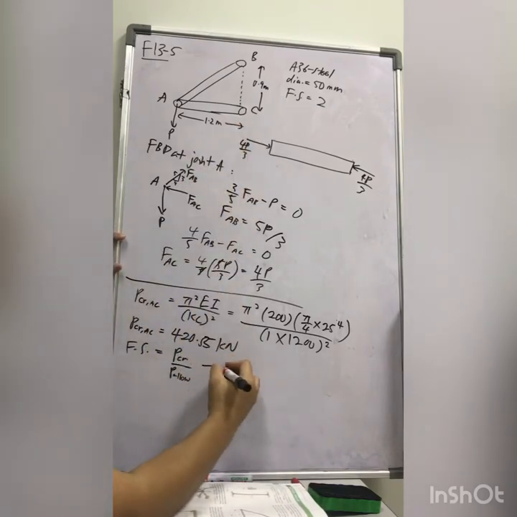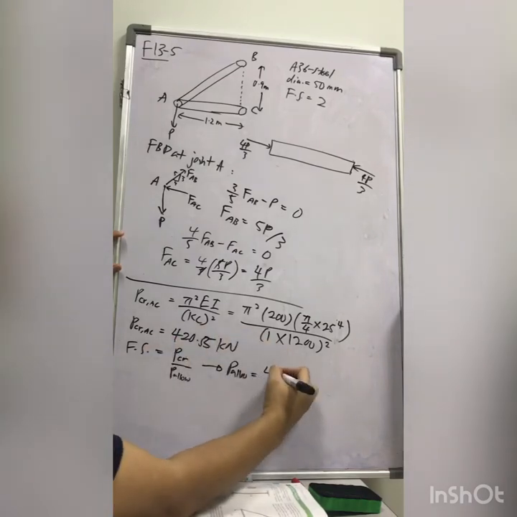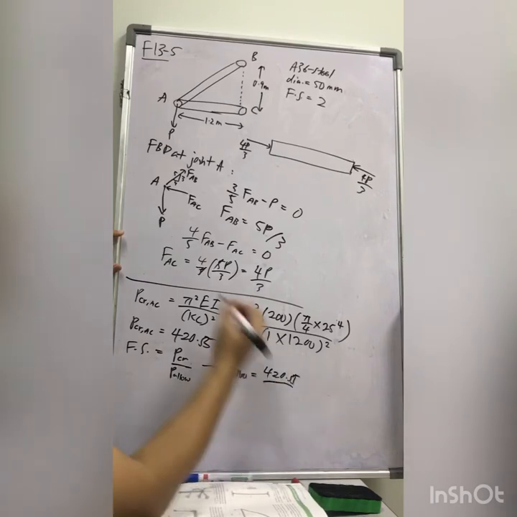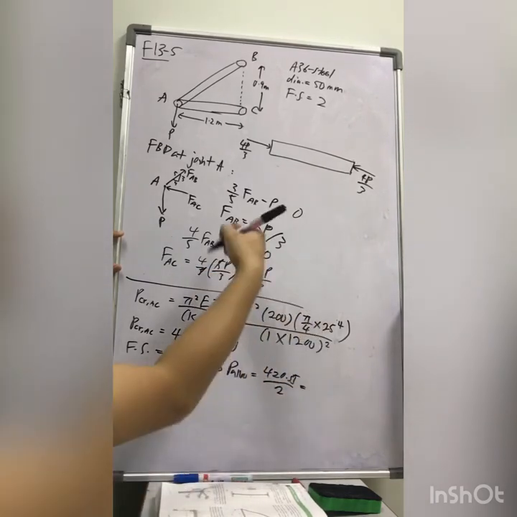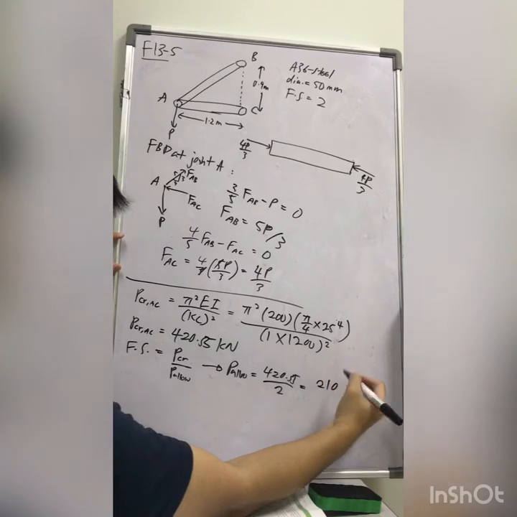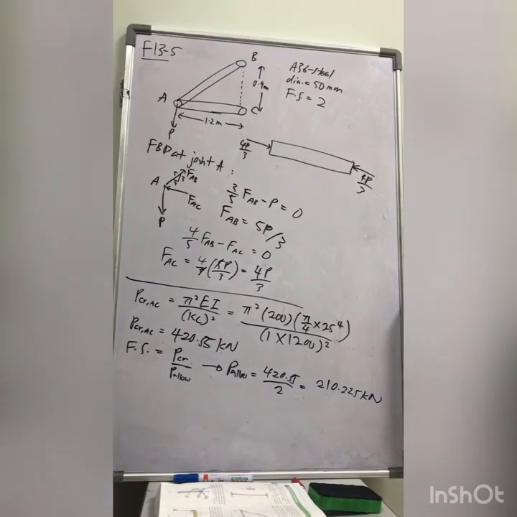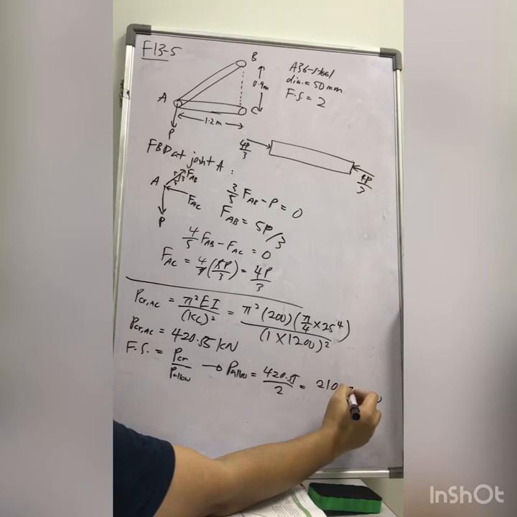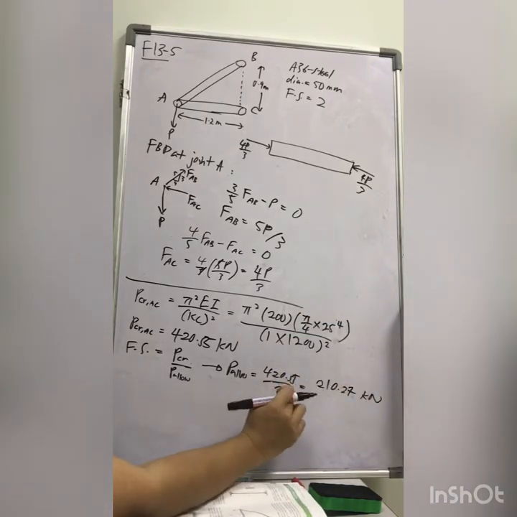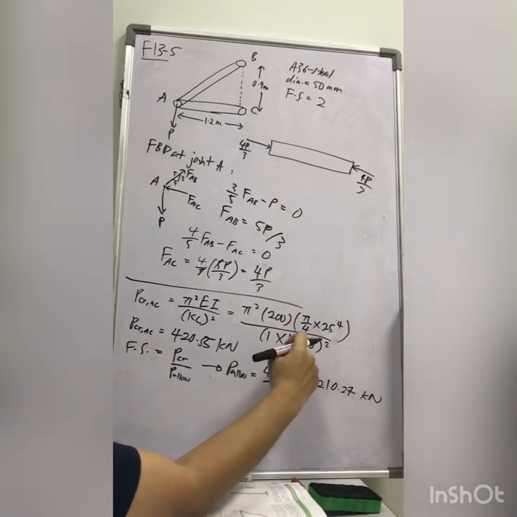So now your allowable load is P critical, 420.55, divided by the factor of safety of 2, which is half of this critical load. So the allowable load is half, which is 210.27. Can you see that? Because you use a factor of safety of 2, you allow the maximum applied load to be only half of the critical load.